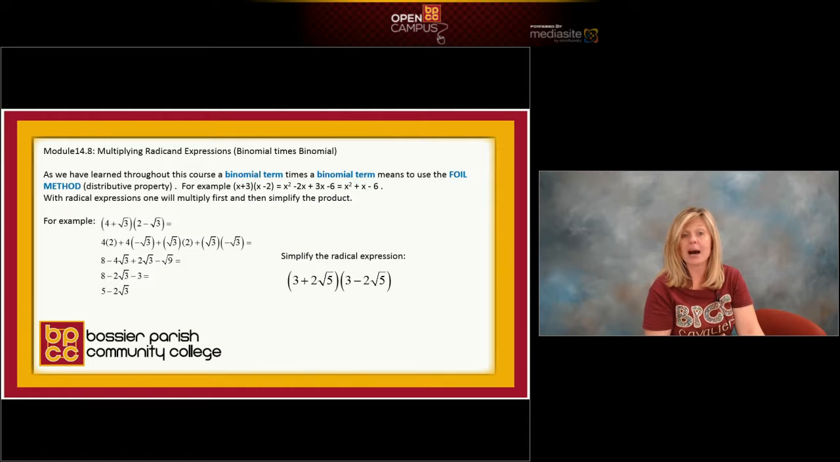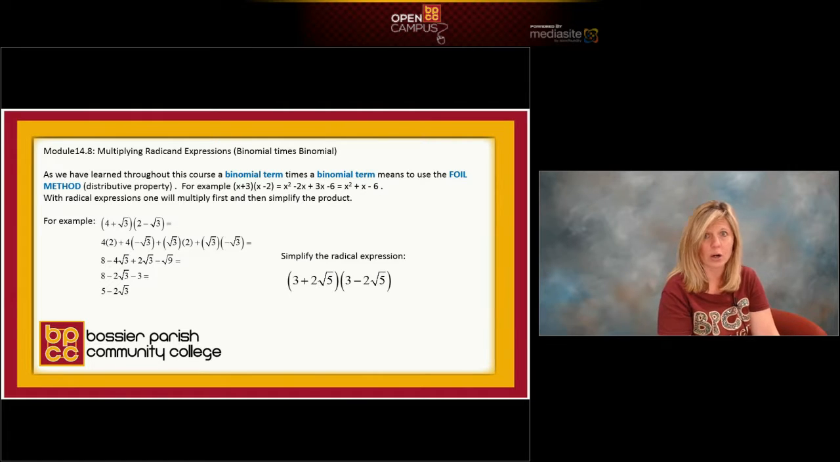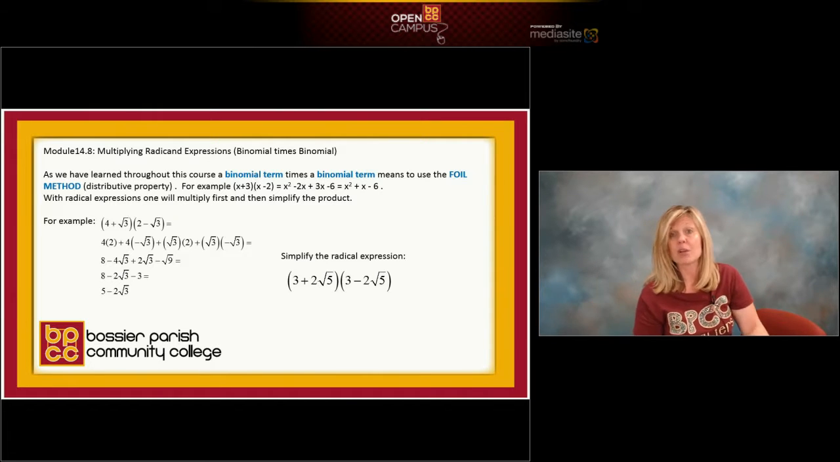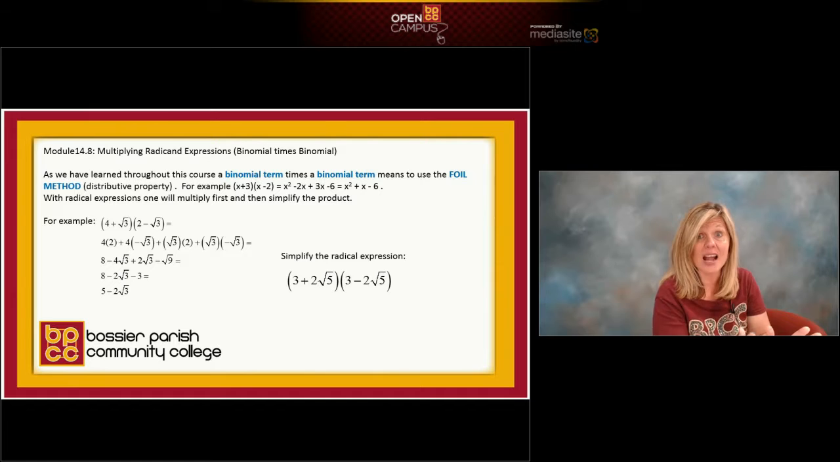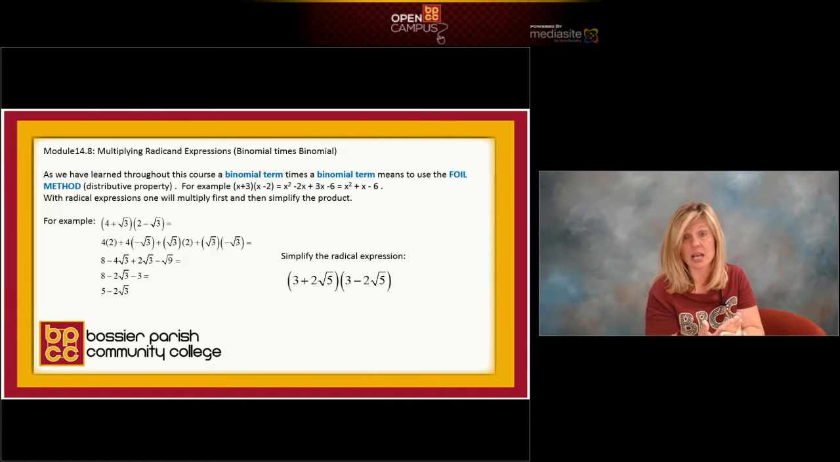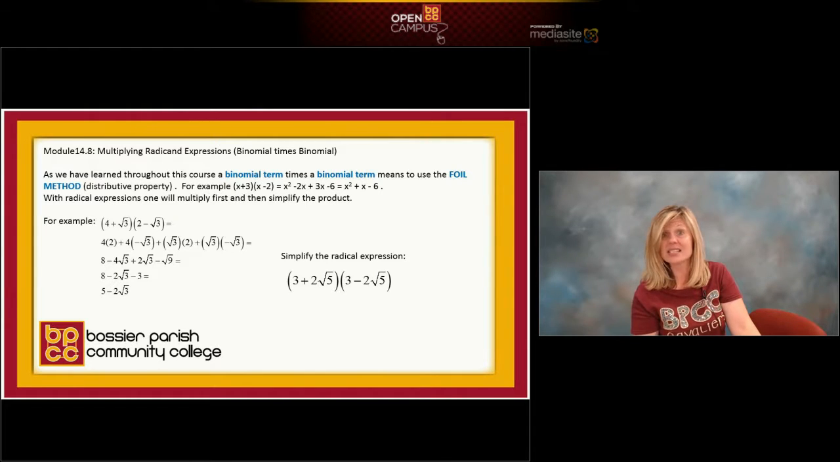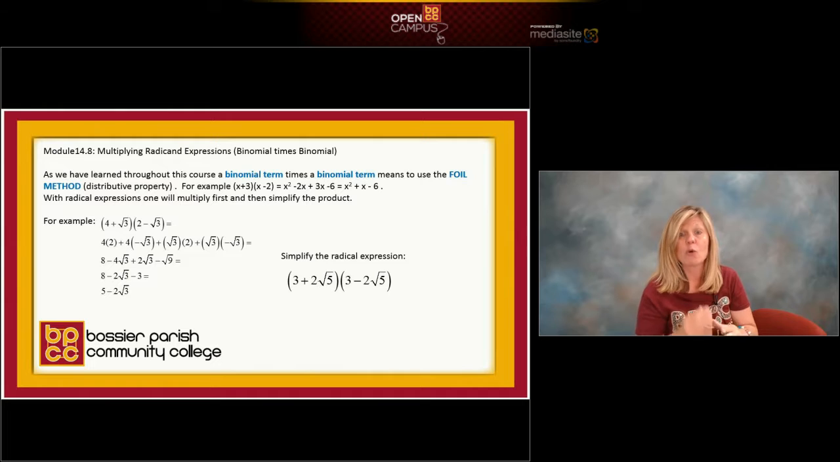Outers would be the positive 4 times the negative square root of 3. So a positive times a negative is a negative, and now you want to multiply the whole number 4 to a square root of 3. The 4 is on the outside, so it stays on the outside. The 3 is on the inside, it stays on the inside. You cannot multiply those together and make 12. So 4 times the square root of 3 is 4 square roots of 3.